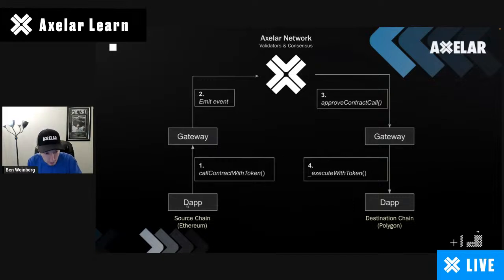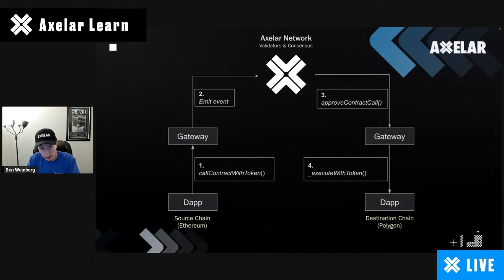So I know it's a lot. Let's step through it one more time. We have our dApp, which lives on Ethereum and Polygon. The dApp imports the gateway contract, triggers a function called call contract with token. The gateway emits an event. The event is picked up by the Axelar network. The network comes to consensus about it. It notifies the gateway contract that, hey, we have a message coming in from the source chain of Ethereum. The gateway contract on the destination chain, then via a relayer, triggers this execute with token function, which will handle some logic with the message that was passed in.